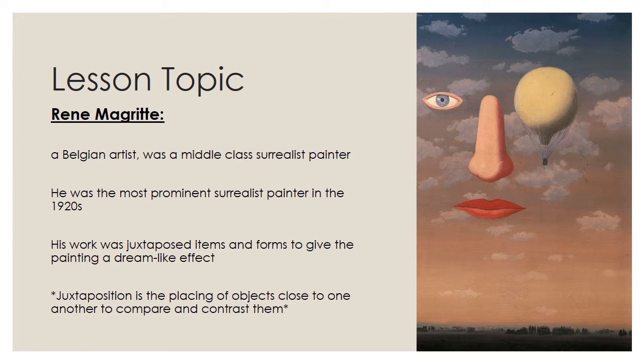So my lesson topic and the person I have chosen to focus on is René Magritte. He's a Belgian artist. He was a middle-class surrealist painter, and the most prominent surrealist painter in the 1920s. His work juxtaposed items and forms to give the painting a dreamlike effect. For those of you who don't know, juxtaposition is the placing of objects close to one another to compare and contrast them.